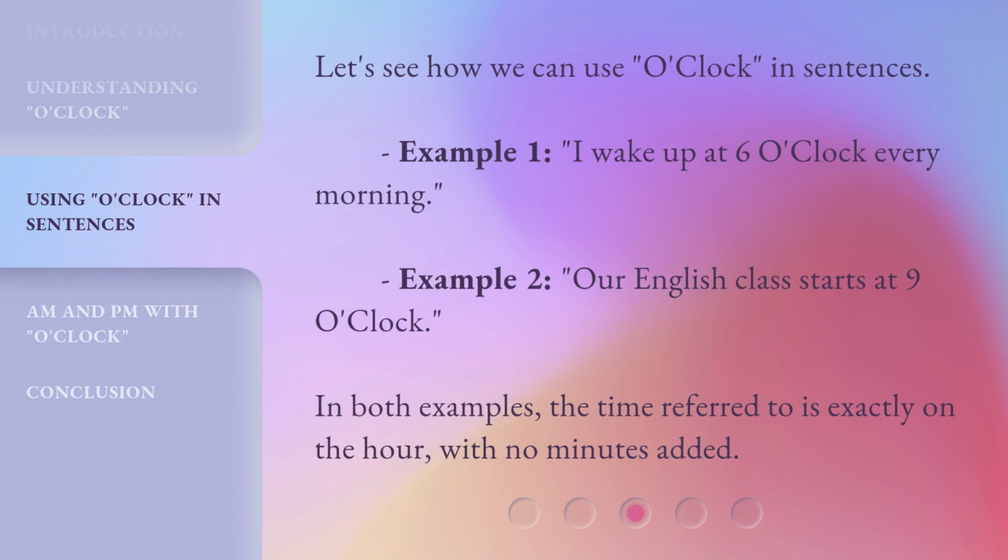Let's see how we can use o'clock in sentences. Example 1. I wake up at 6 o'clock every morning. Example 2. Our English class starts at 9 o'clock. In both examples, the time referred to is exactly on the hour, with no minutes added.